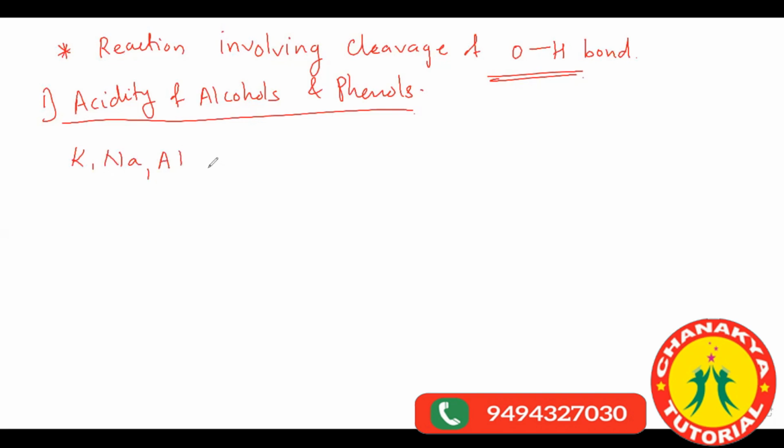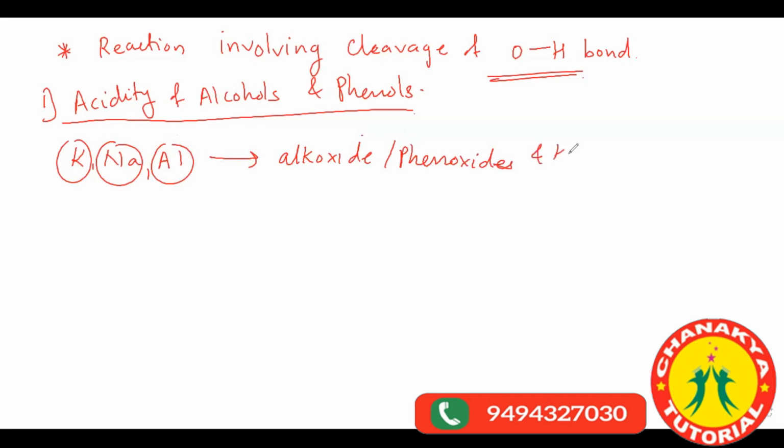And it will yield the corresponding alkoxides. Whenever your alcohol and phenol react with the active metals like potassium, sodium, and aluminium, it will convert into their alkoxide or phenoxide, right? And hydrogen. So what sort of reaction would it be?